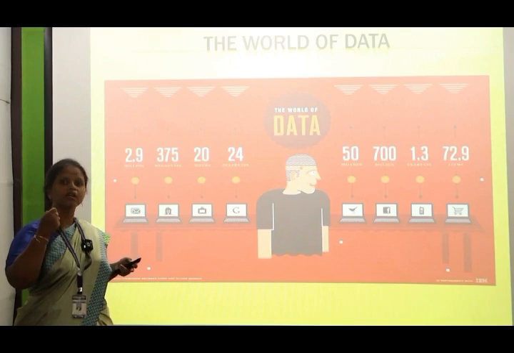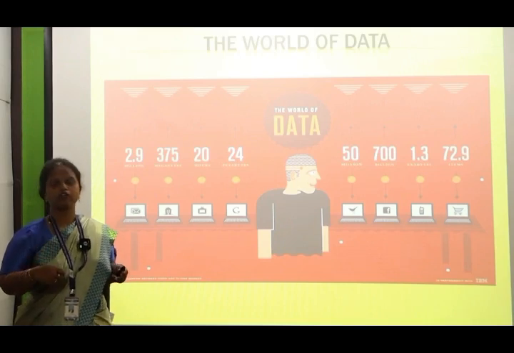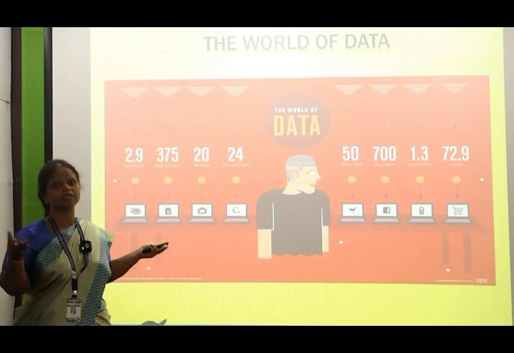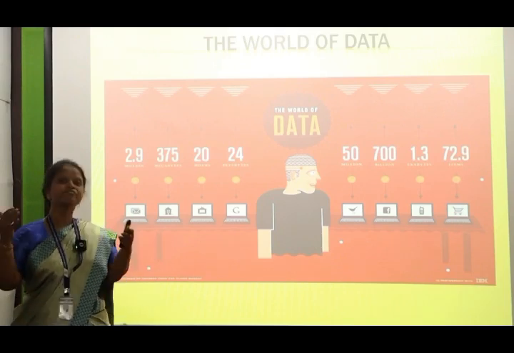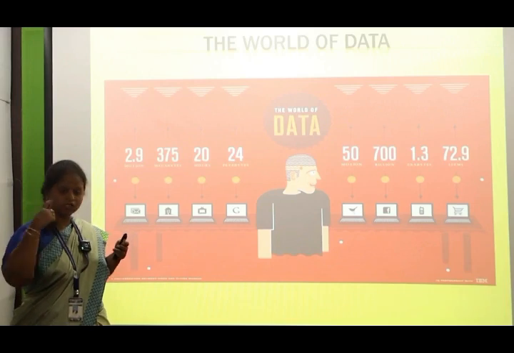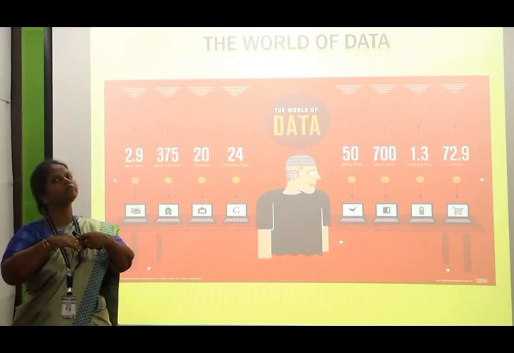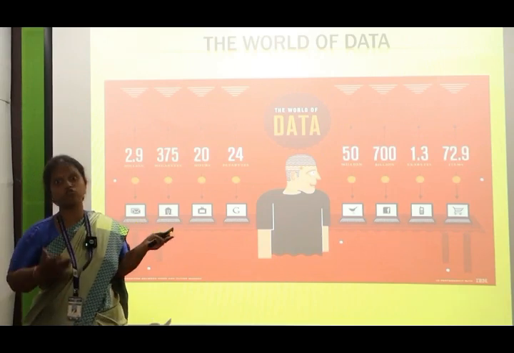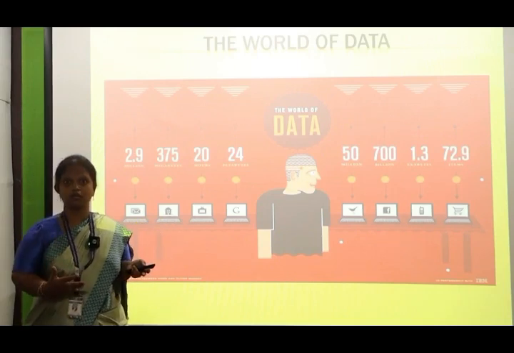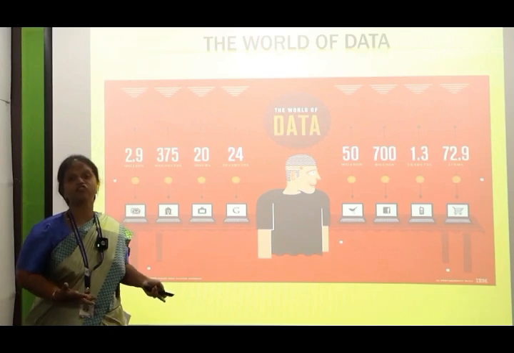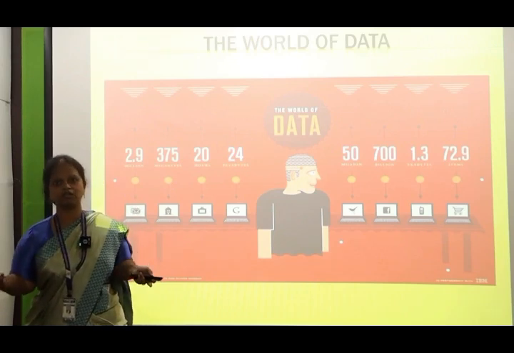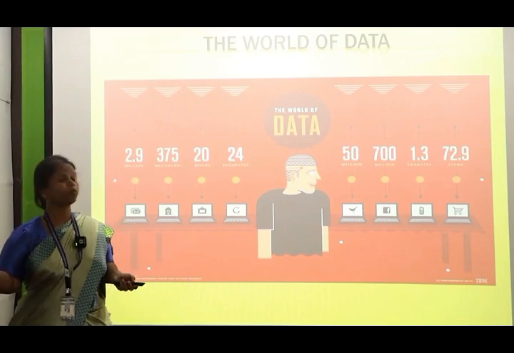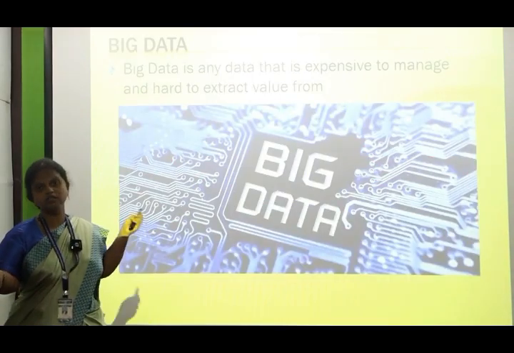For example, take Meesho. For one day, if it is a Big Billion Days offer going on in Amazon, Flipkart or Meesho, whatever it may be, and you process for one day, it might be petabytes of data. Maybe you can take 10 petabytes. It is not able to process. If you want to extract any sort of knowledge, that is analysis or prediction, it is not possible. So that's why we are going for data science.